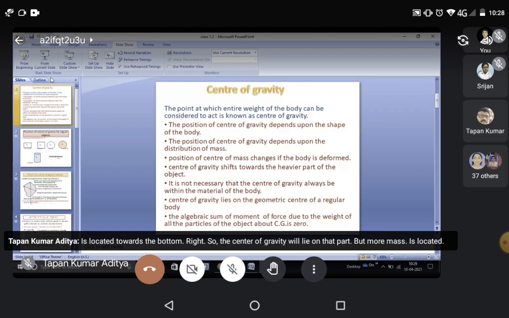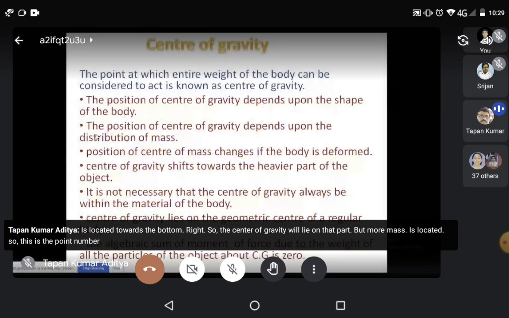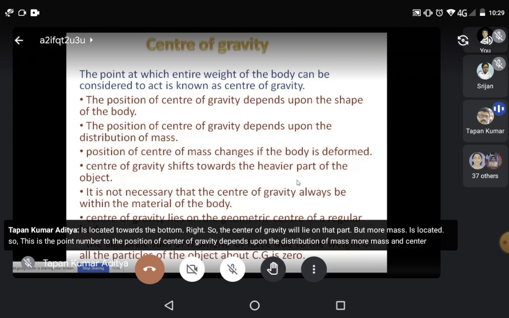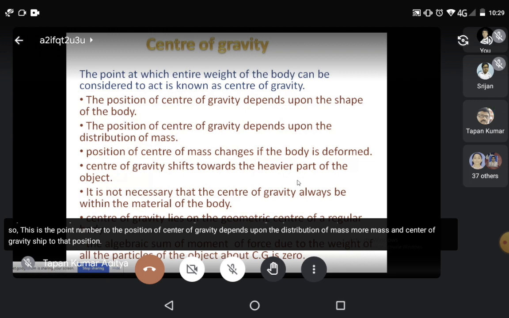So this is point number 2. The position of center of gravity depends upon the distribution of mass. More mass, and the center of gravity will shift to that position. Third point, position of center of mass changes if the body is deformed.